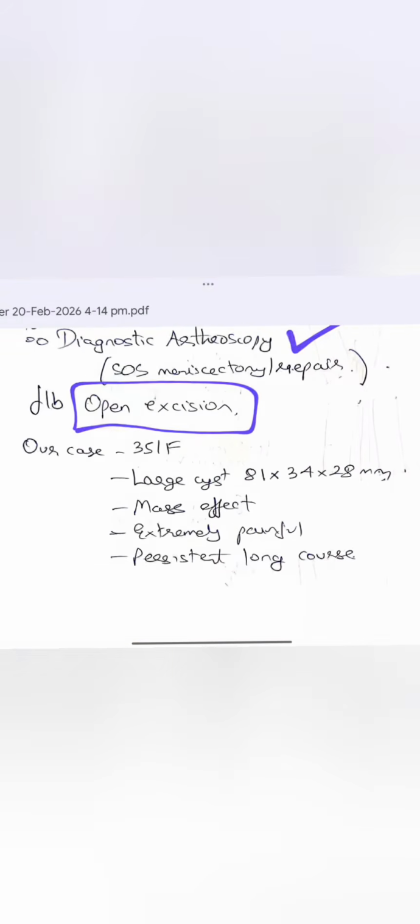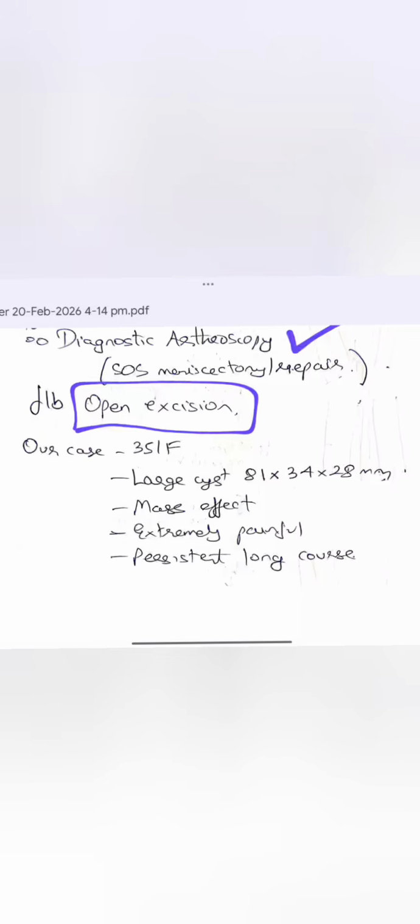Okay, so this is the operative tutorial. First, you need to correct the intra-articular pathology. So definitely it is always a good idea to go for diagnostic arthroscopy before going for open excision, as well as meniscectomy or meniscal repair, whatever you find in diagnostic arthroscopy, which should be followed by open excision.